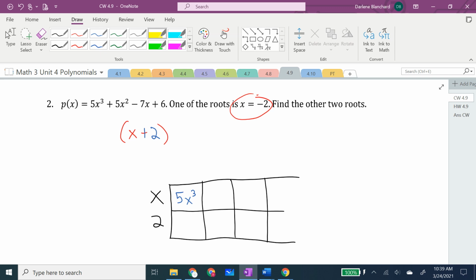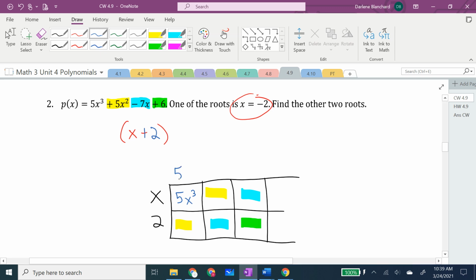And then I can actually prep this and take a moment to go, these two will add together to make a positive 5x squared. These two will add together to make a negative 7x. And if I don't have a remainder, which I'm not supposed to have, then this last box must show up as a positive 6. So let the process begin.